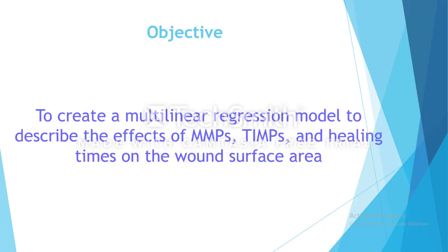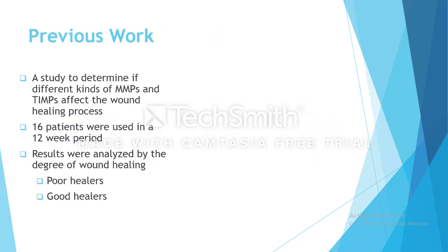The objective of this research is to create a multilinear regression model to describe the effects of MMPs, TIMPs, and healing times on the wound surface area. The data that was used for this research came from a previous study. This study determined if different types of MMPs and TIMPs would affect the wound healing process or not.